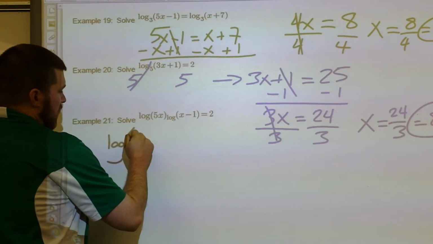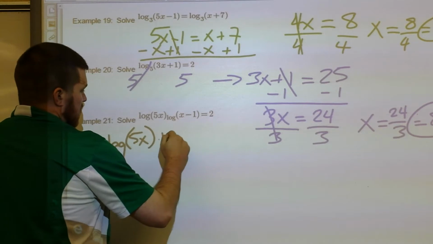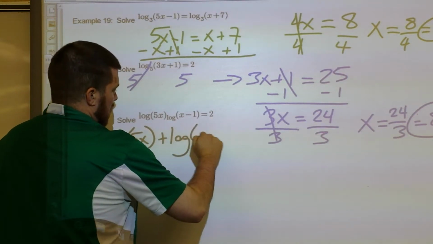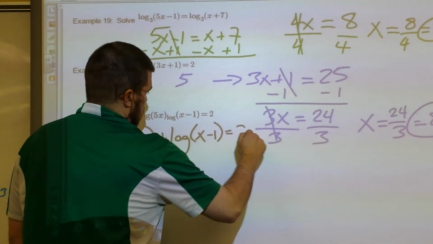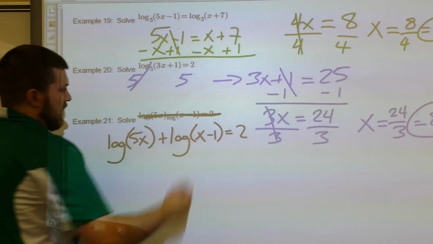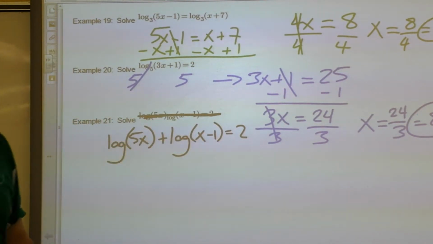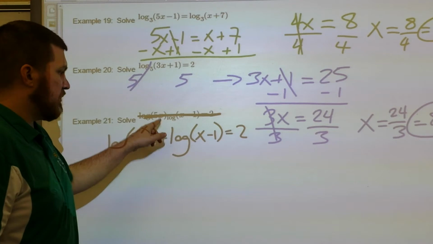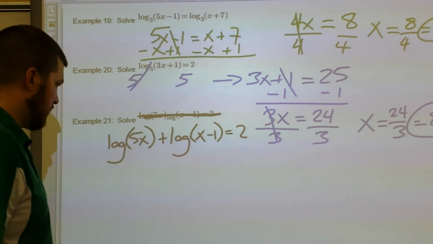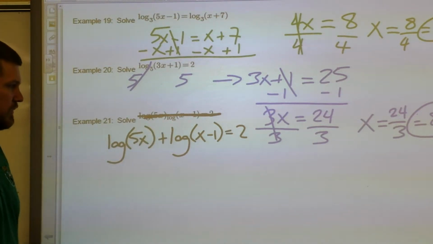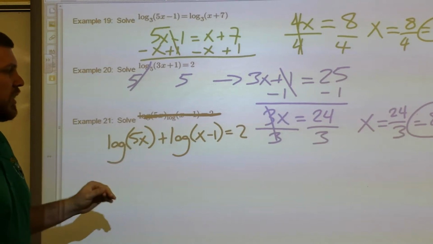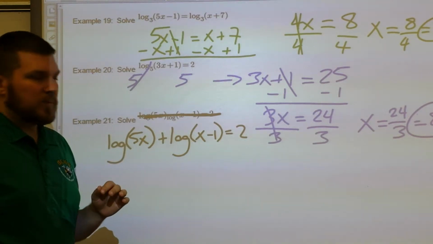So log of 5x plus log of x minus 1 equals 2. Okay, so cross that out. That was a typo. That's my fault. I'll go back and fix it. But if you don't have it fixed in your notes, go ahead and fix it now before we start. Okay? Sorry about that. All right, so now, again, I only want one log per side.